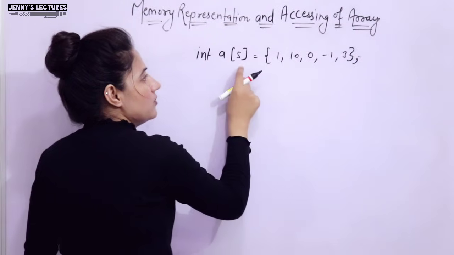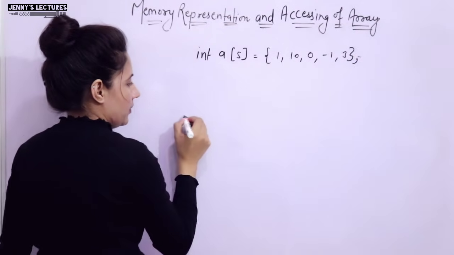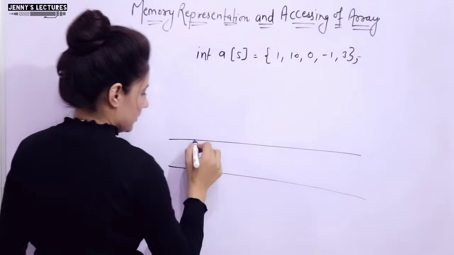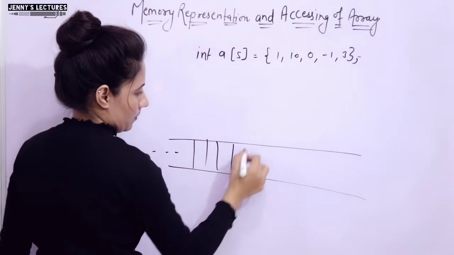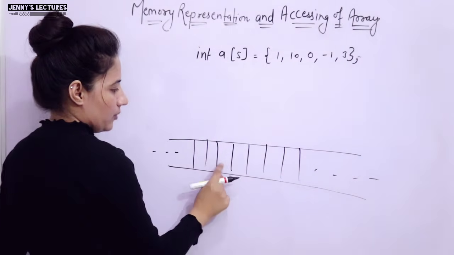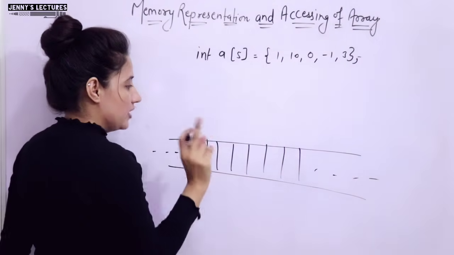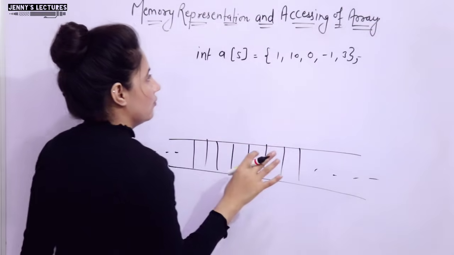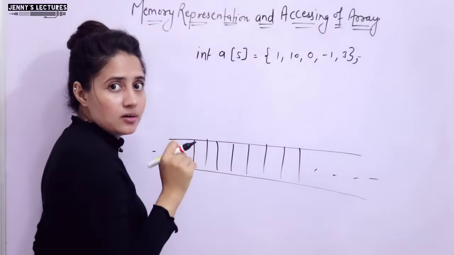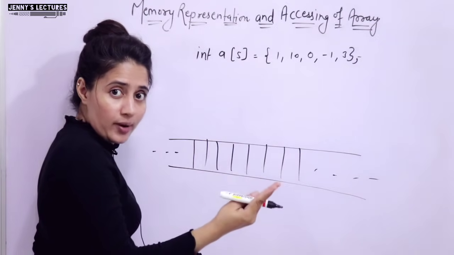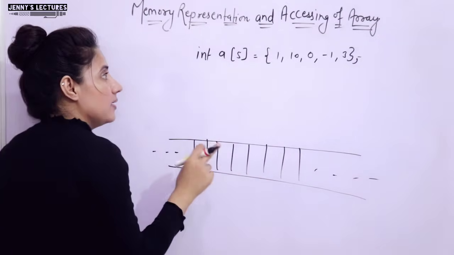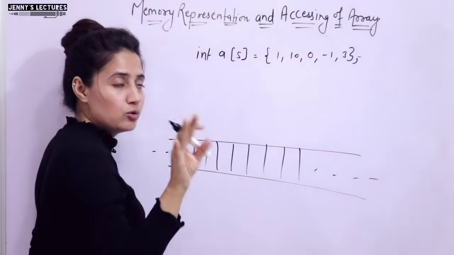Now, how would memory be allocated to this array? I have told you it's something like a long tape of bytes like this. These are bytes, 1 byte, 1 byte, 1 byte like this. 1 byte is equal to 8 bits. Now see how an integer is going to take memory. Somewhere it takes 2 bytes and in some machines it takes 4 bytes. It depends. Here I am taking 4 bytes. You can also take 2 bytes.